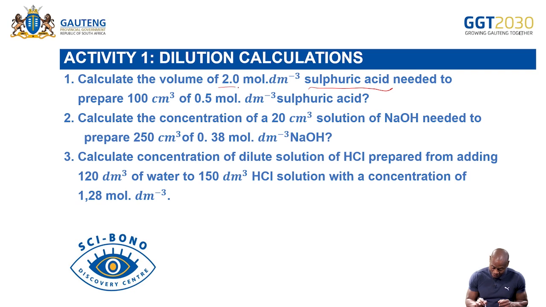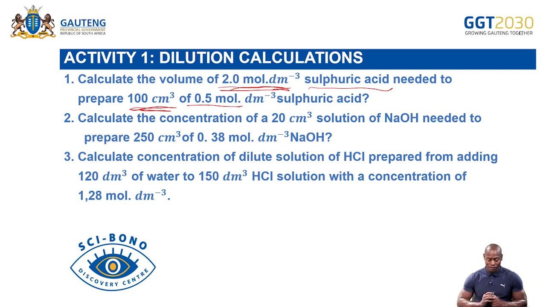So sulfuric acid is concentrated initially, right? Then water was added. After addition of water, the total volume of the solution is 1000 cubic centimeters. And the concentration of that solution after addition of water is now 0.5. You can see the solution of sulfuric acid is now dilute, since that concentration is less than 1.